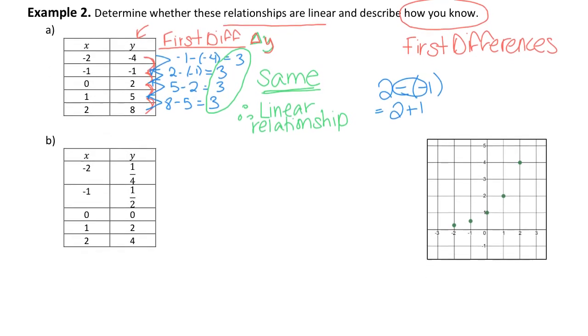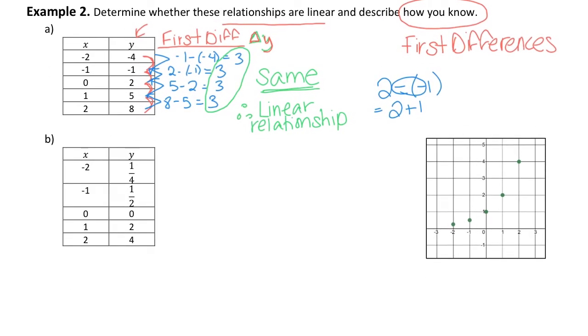So let's take a look at another example here. So here's another table of values, and we can take a look at those first differences. So I'm going to add another column here. I'm just going to short form it and put the difference in y, first differences here. And again, I'm going to start at the bottom, and I have 4 minus 2, which is 2, 2 minus 0, which is 2, 0 minus a half, which is negative a half, and then a half minus a quarter, which is a quarter. Now we can see here that these are not the same.